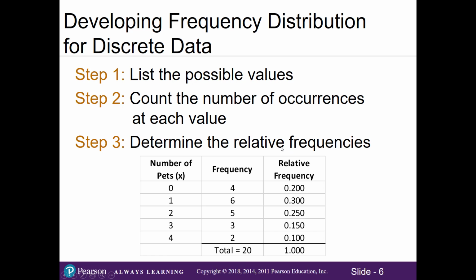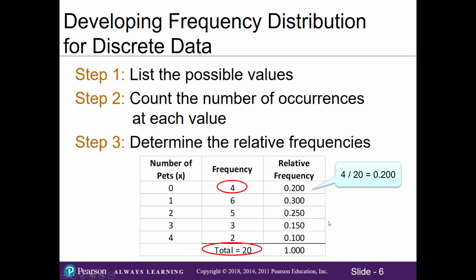Then in step 3, to calculate the relative frequency, we take our frequency of a particular class or category, in this case 0 pets. There were 4 people that said 0, and we divide it by our total number of observations, the 20 customers that we surveyed. So 4 divided by 20 gives us 0.2. And so we'll do that for each discrete variable. How many people said 1 pet? We'll take 6 divided by 20, which gives us 0.3. How many people said 2 pets? We'll take 5 divided by 20, that gives us 0.25, and so on.